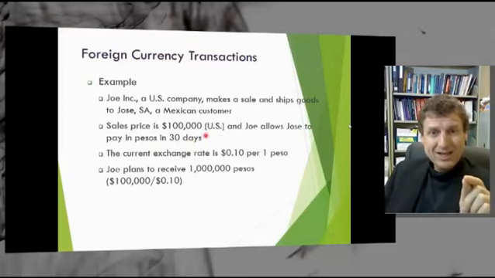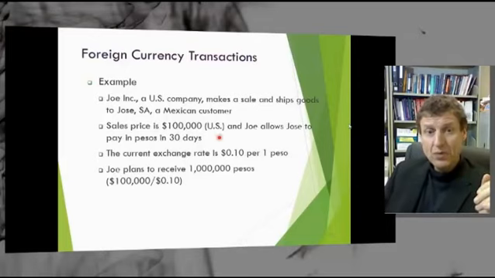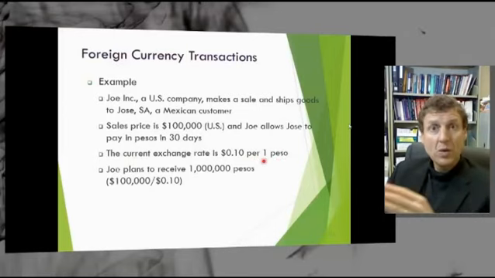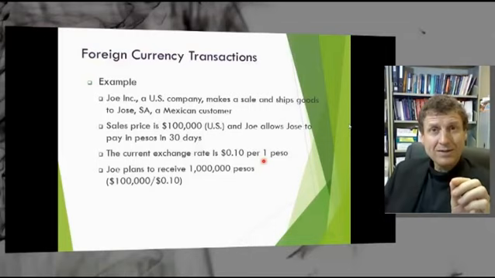Okay, so the big question is, you'd like to receive $100,000 US in 30 days time if there's no exchange rate change. But what happens if the current exchange rate is 10 cents per 1 peso, and in the future it goes to 11 cents, or it goes to 9 cents? Which one of those is good, which is bad? Let's explore this, shall we? So Joe plans to receive 1 million pesos, that is $100,000 US, divided by the 10 cent exchange rate.